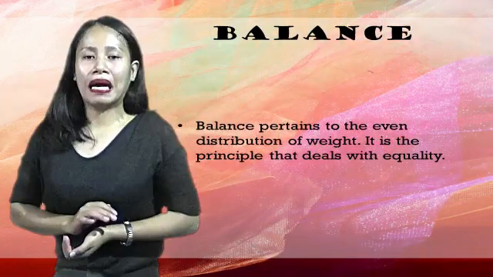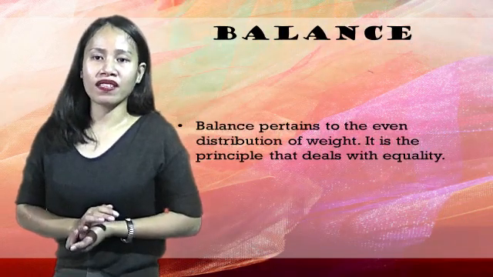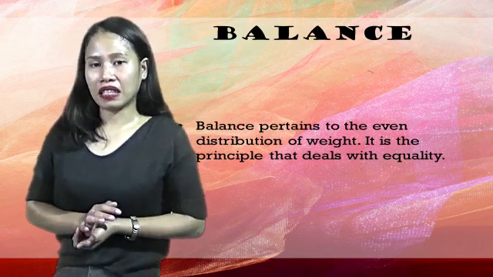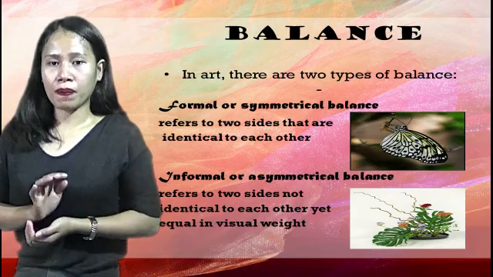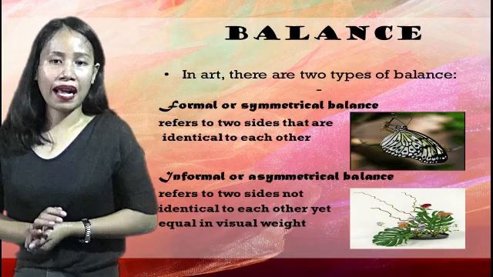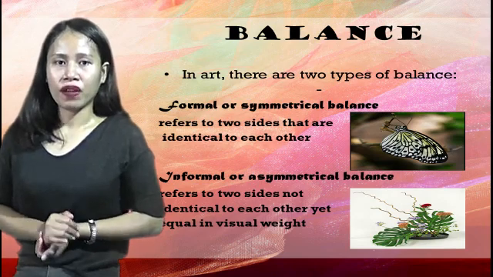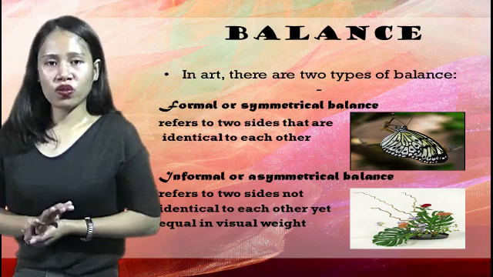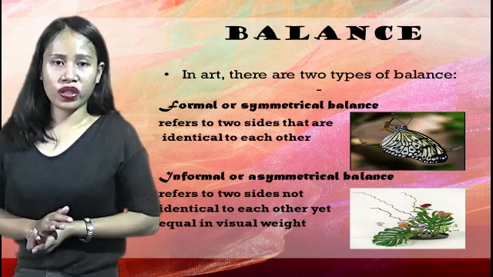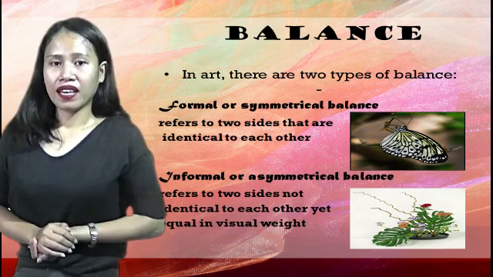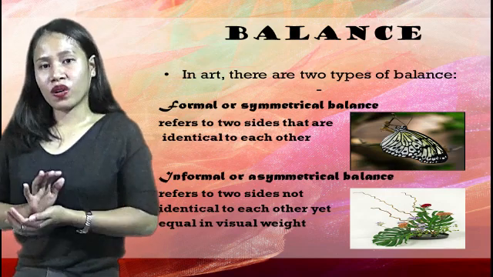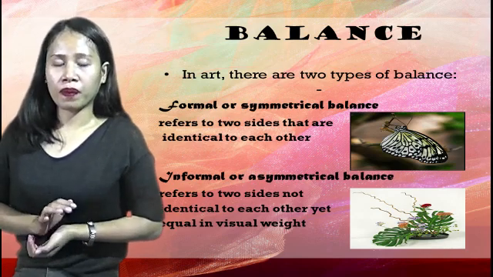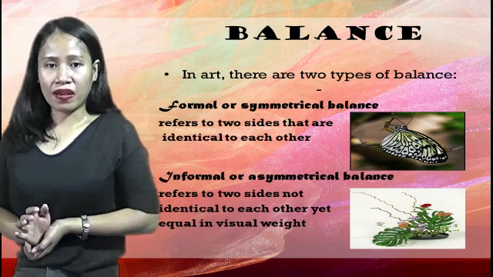We also have the balance. Balance pertains to the even distribution of weight. It is the principle that deals with equality. In art, there are two types of balance: formal balance and informal balance. We have the formal balance or the symmetrical balance. It refers to two sides that are identical to each other. An example is a cross-sectional image of a butterfly. The spread wings of the butterfly show balance in the image.